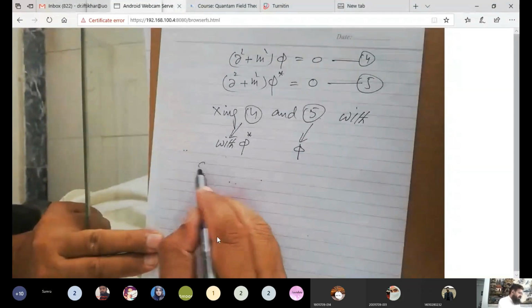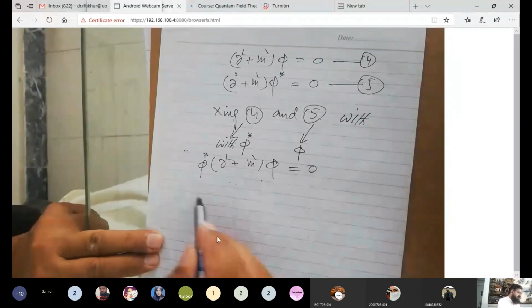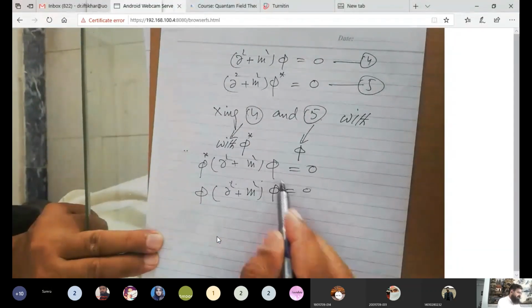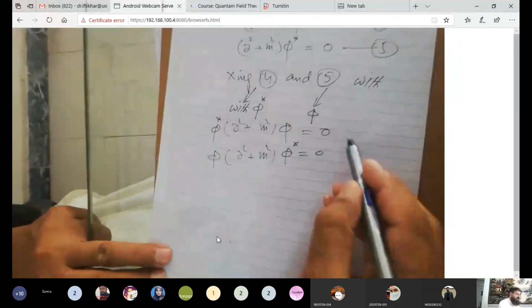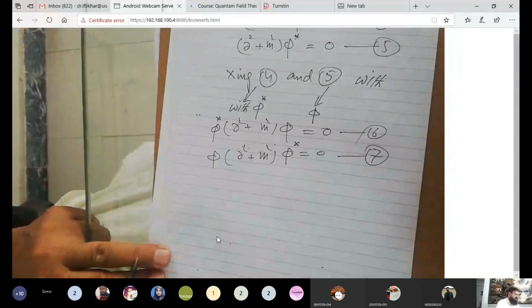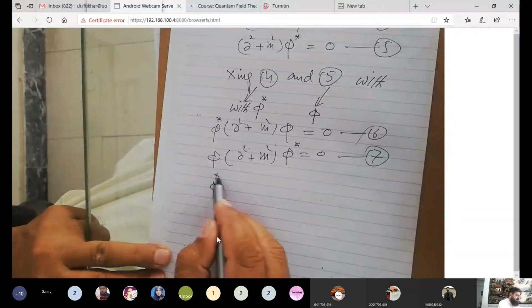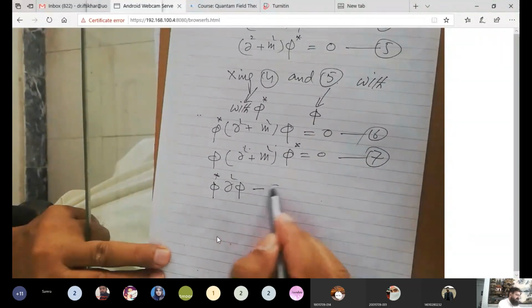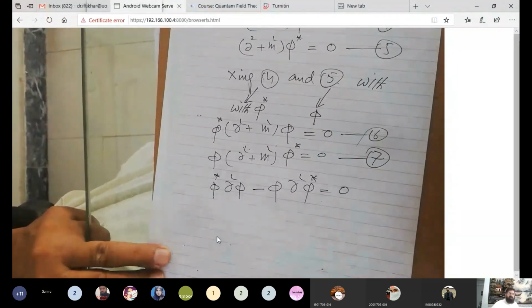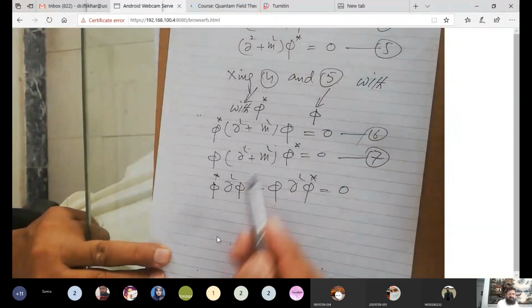After multiplication you get φ*(∂² + m²)φ = 0, and then φ(∂² + m²)φ* = 0. You get equation 6 and equation 7. Now after subtracting these two equations, you get φ*∂²φ − φ∂²φ* = 0. Only two terms remain, and the mass terms cancel each other.